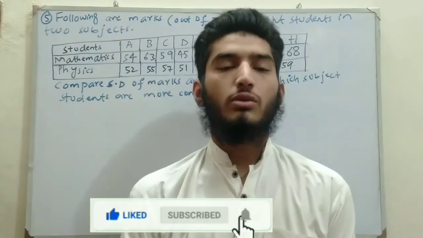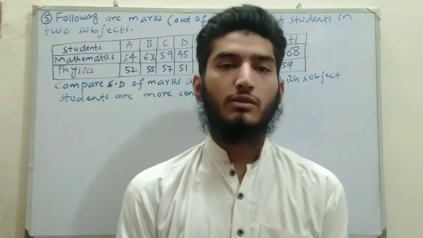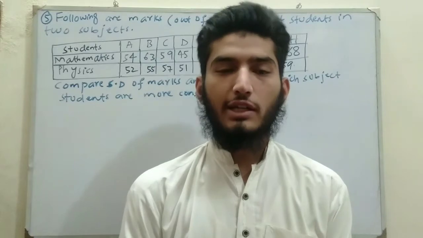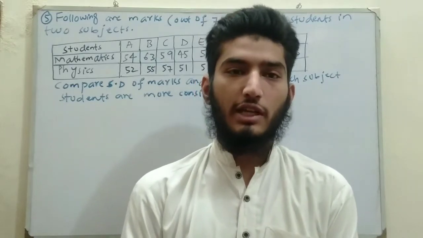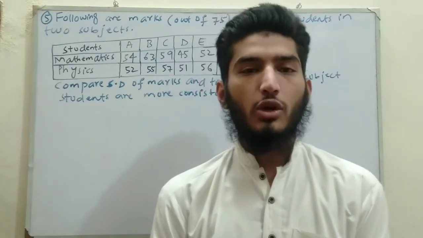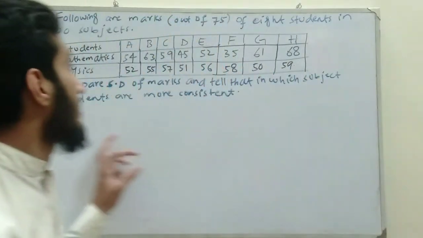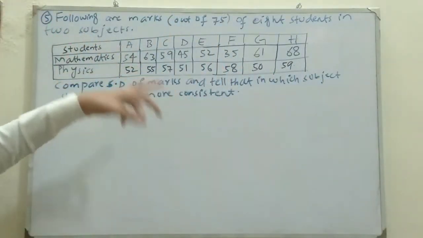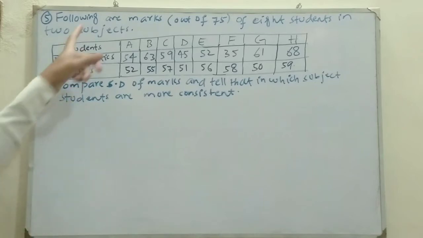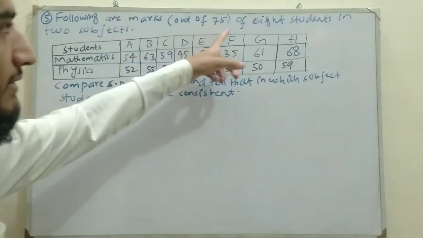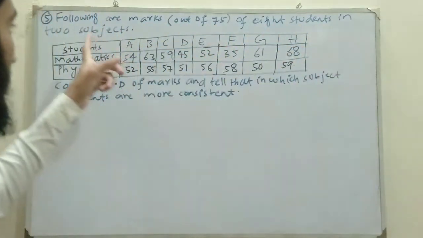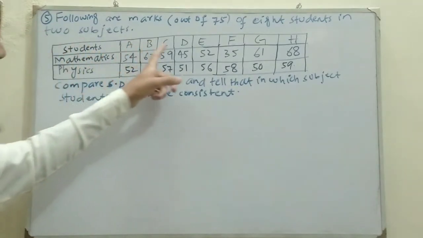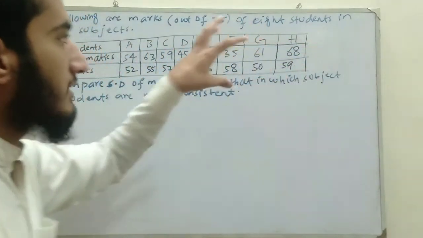In the previous video we learned question number 4 related with exercise number 6.4 related with chapter number 6 statistics, class 10 mathematics. In today's video we are going to solve question number 5 related with the same exercise number 6.4. It tells that following are the marks out of 75 of 8 students and 2 subjects. Students are A, B, C, D, E, F, G, H. These are the 8 students.